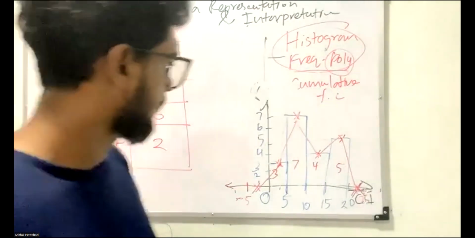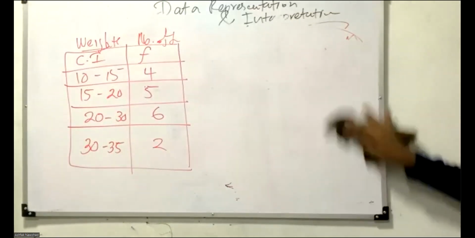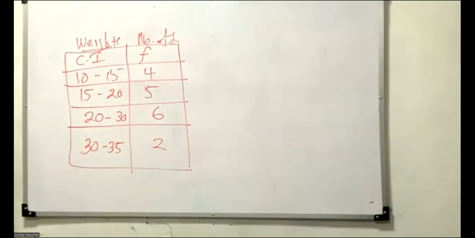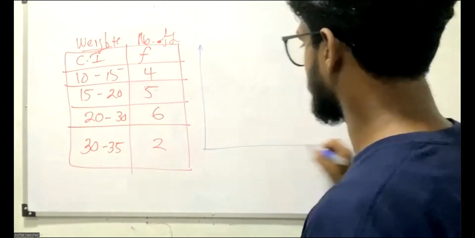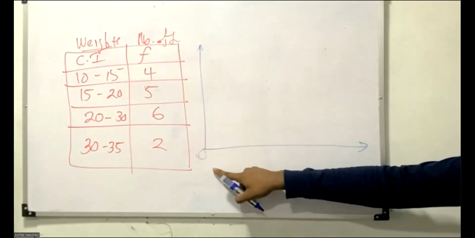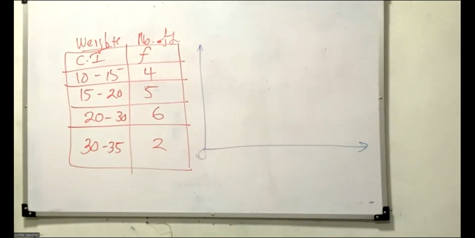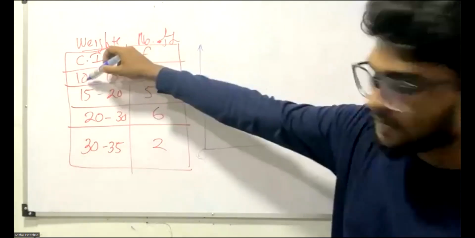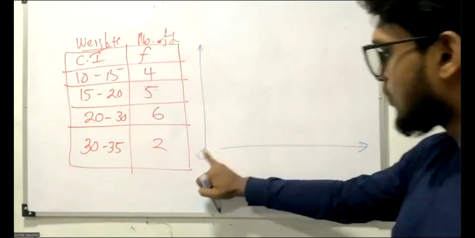Let's see. So, same as before, we have to construct a histogram. Let's try constructing a histogram. Are we going to start from here? No, right? Because the intervals start from where? They start from 10. So, we can do something.